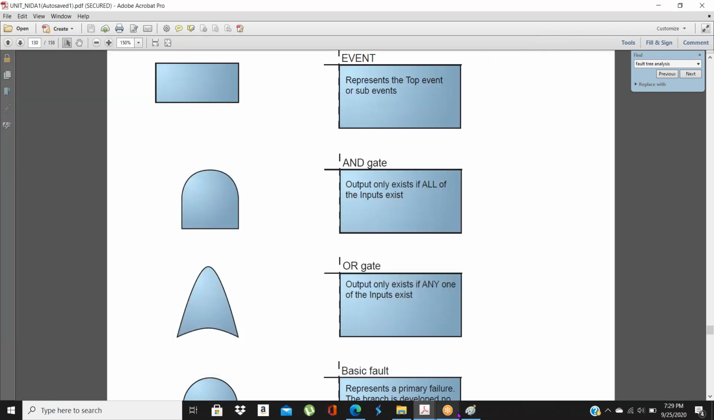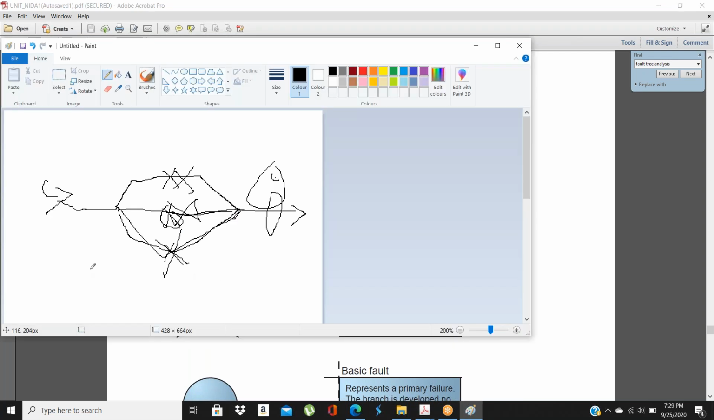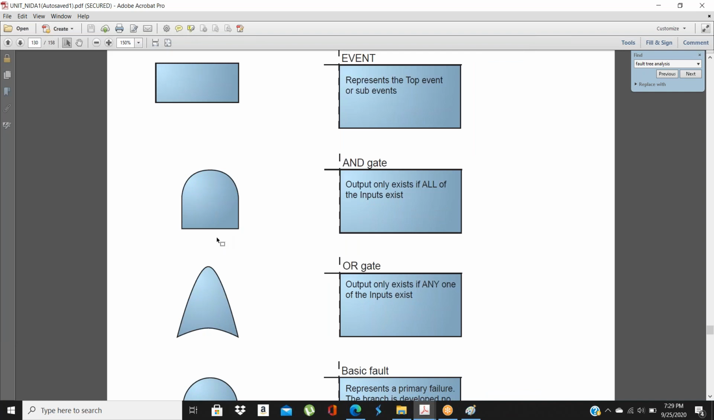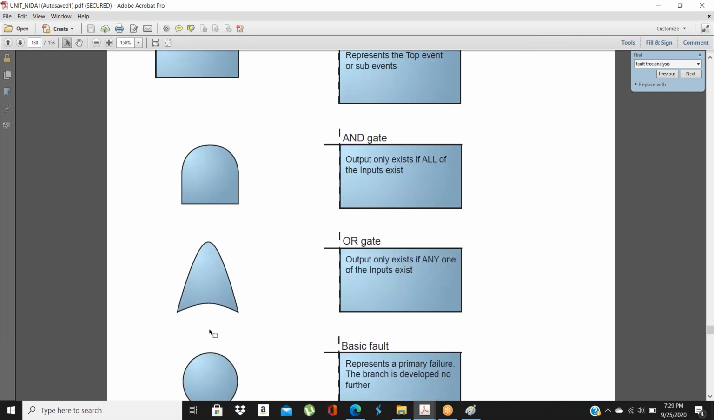AND gate is a series gate. Let's suppose we have one button here, and one button here. AND gate means series. This should be switched on, this should be switched on, this should be switched on, and this should also be switched on. Then the circuit will be completed and the current will come here. Now it's clear. This is the purpose of the AND gate, and this is the purpose of the OR gate.